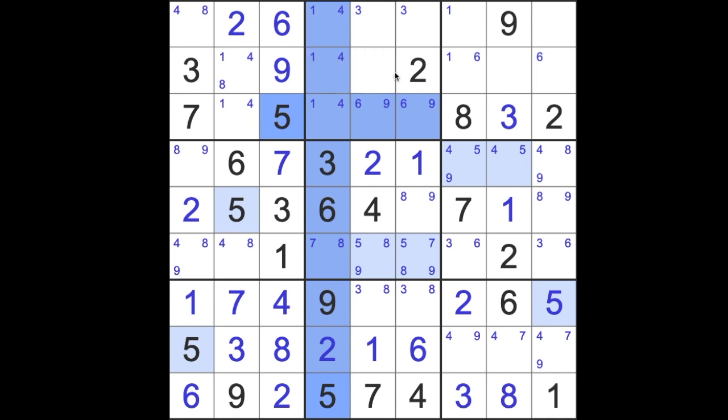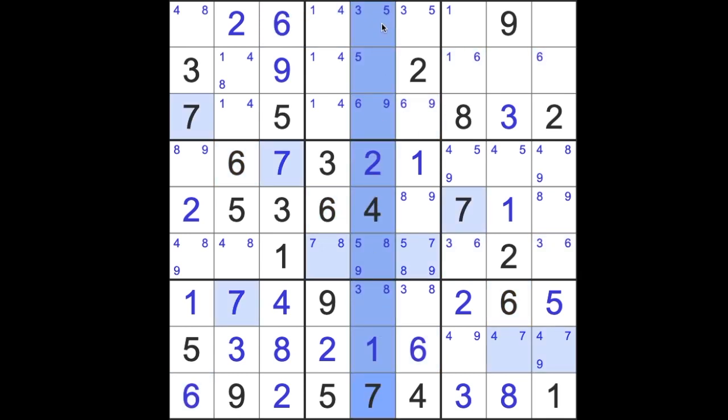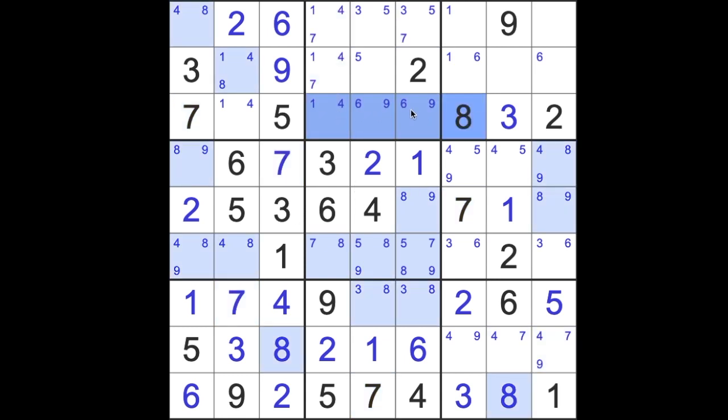Excuse me, I just went diagonal with my mouse. Sorry about that. 5 we can go there. 6 we've placed already. 7's blocking up here, blocking across there. So those could be 7. 9 we've placed. How about 8? Don't think we've placed 8 yet. Do we have any info on 8? Yes, 8 blocks across here like this. Okay.